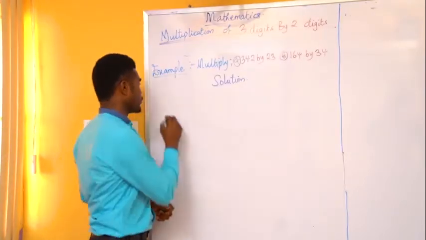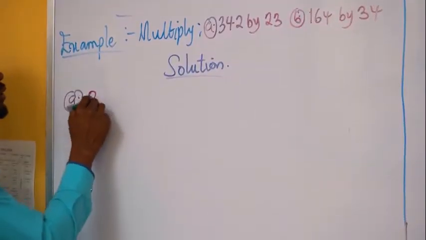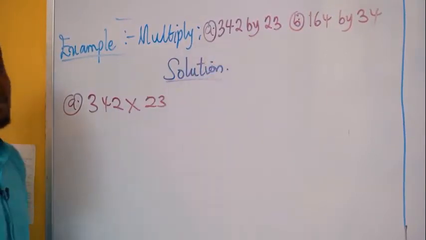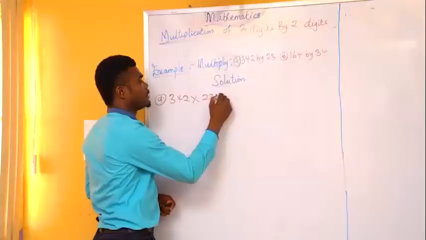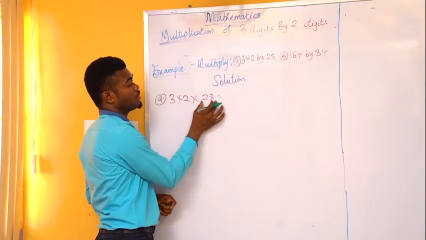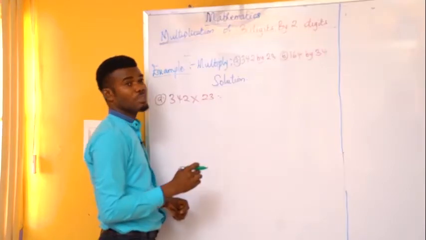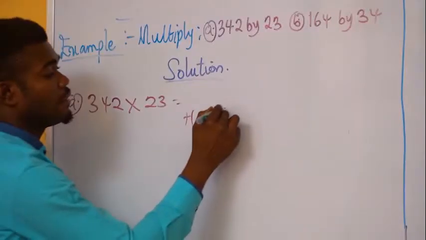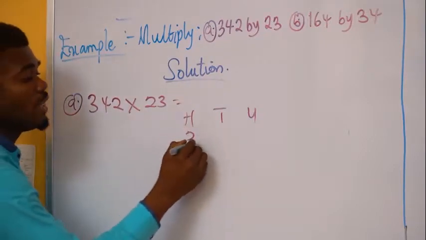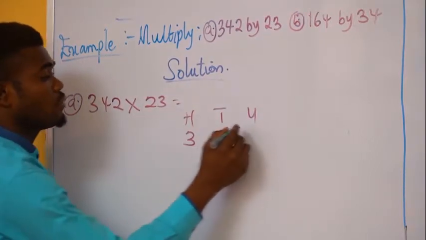So look at how we're going to solve this. We have A, 342 times 23. Whenever you see "by," it means times, so don't forget that. Remember, this is a 3-digit number and this is a 2-digit number. So to put them in their place value, we have hundreds, tens, and units. Here we have 300, 4 tens, and 2 units.